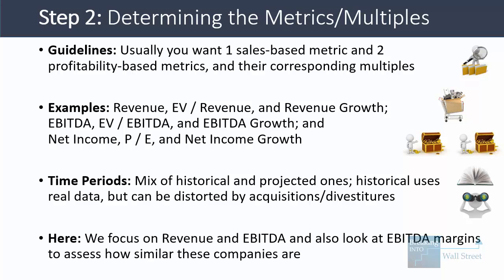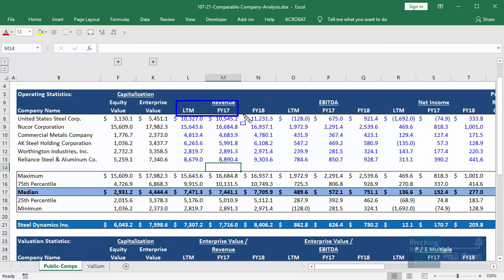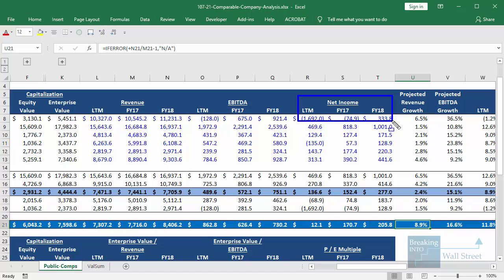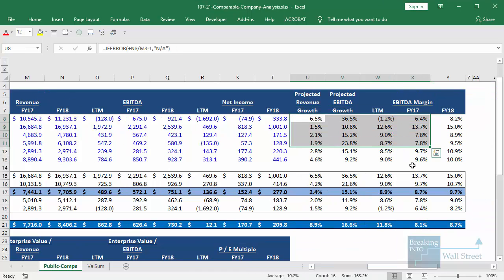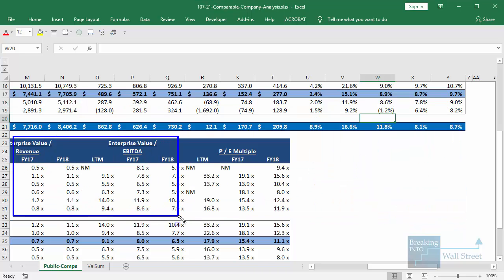Here, we focus on revenue and EBITDA and also look at EBITDA margins to assess just how similar these companies are. So we have revenue on a historical and projected basis, EBITDA on a historical and projected basis. We have net income on a historical and projected basis. And then we look at our projected revenue and EBITDA growth rates to establish a correlation between these rates and the enterprise value to revenue and EBITDA multiples down here.